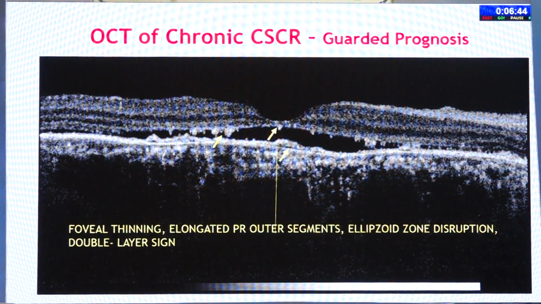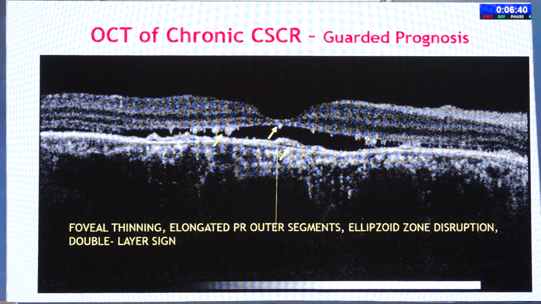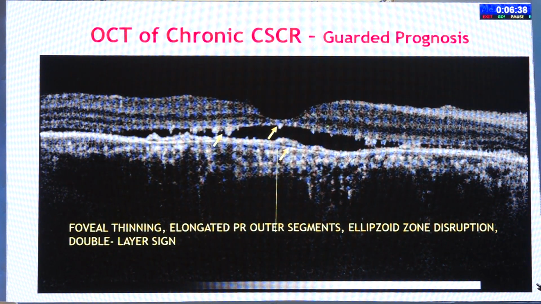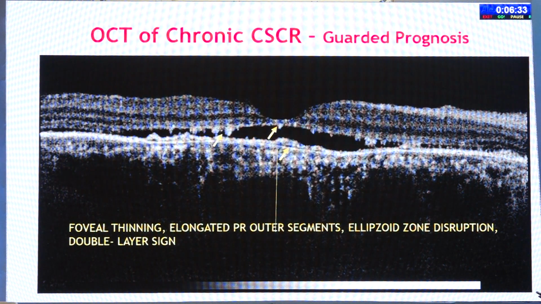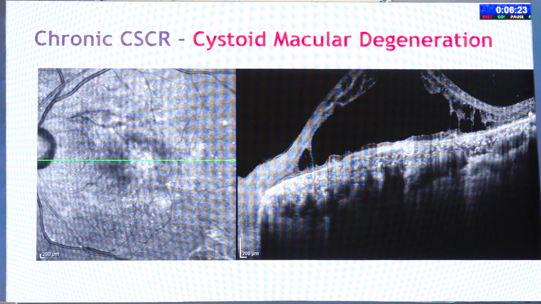When you look at the OCT features in chronic CSR, it is important to note the findings of foveal thinning, outer retinal photoreceptor elongation, the double layer sign, and even in later cases intraretinal cystoid spaces, signifying the presence of chronic disease and giving a guarded visual prognosis.